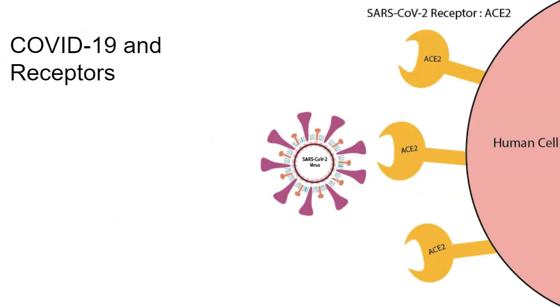So I want to show you a real world example. The virus that causes COVID-19 binds to a receptor on a human cell. And once it binds to this receptor, it tells the cell, hey, we gotta let this molecule in. So the cell lets the virus in. And that's how this virus gets inside of your cells and infects your cells.